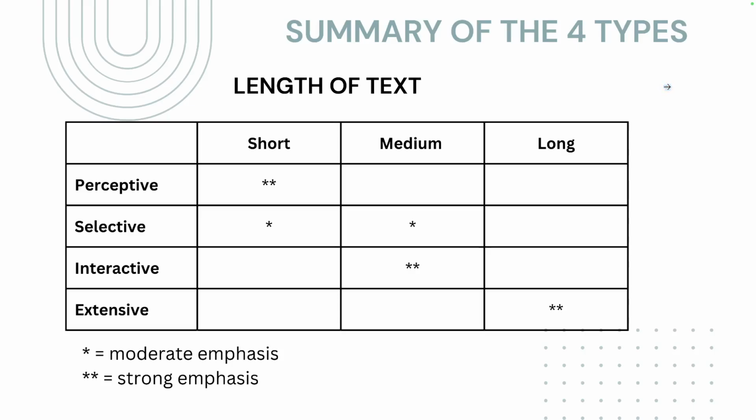Okay, so here's a summary. This is very useful for studying for the final exam when you're trying to distinguish between the different types. So if we look at the length of the text, you can see that perceptive is short, and selective could be short or could be medium, but it won't be long. Interactive will definitely be medium in length, and then extensive will always be much longer text.